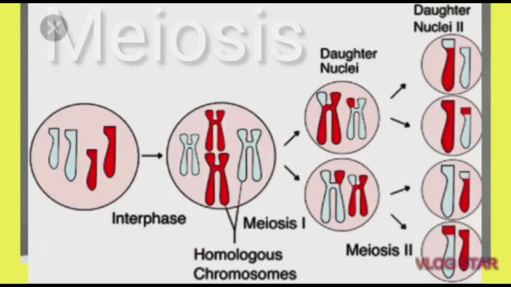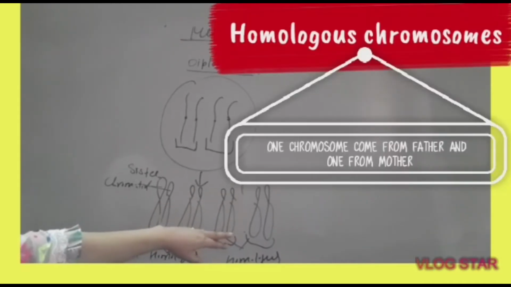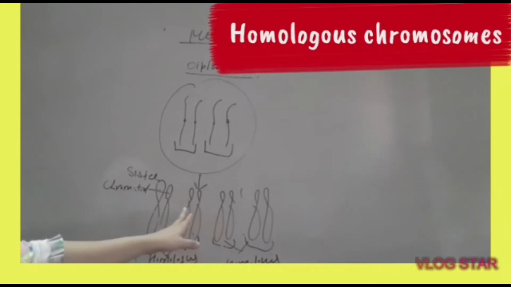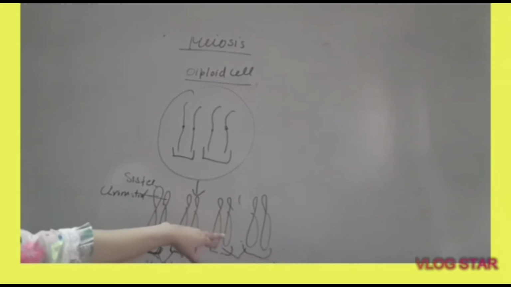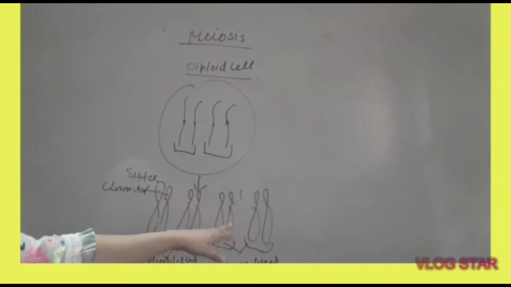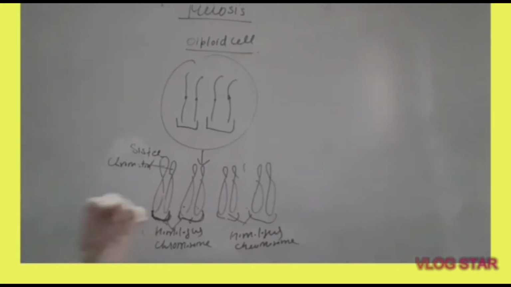And these two homologous chromosomes, if we compare this pair of homologous chromosomes with another pair of homologous chromosomes, are non-homologous to each other. This homologous chromosome is non-homologous to this, and this homologous pair of chromosomes is non-homologous to this pair of chromosomes.